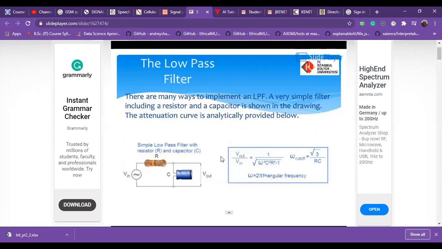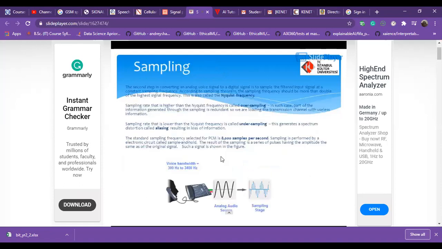There are many ways to implement an LPF. A very simple filter including a resistor and a capacitor is shown in the drawing. The attenuation curve is analytically provided below. Sampling: the second step in converting an analog voice signal to a digital signal is to sample the filtered signal.